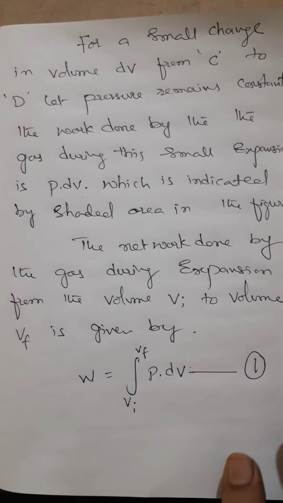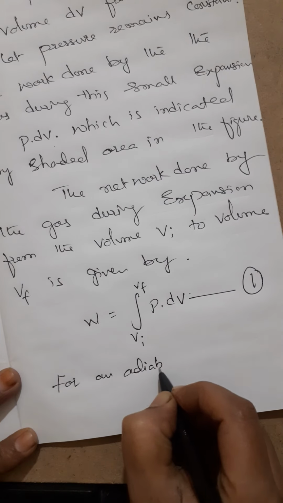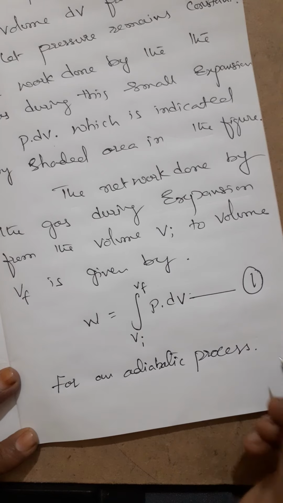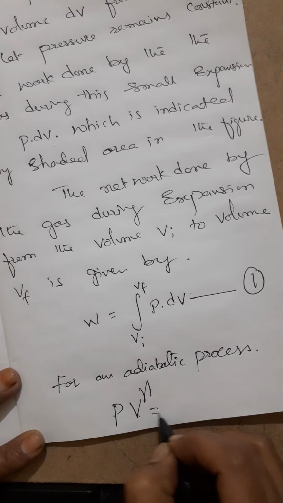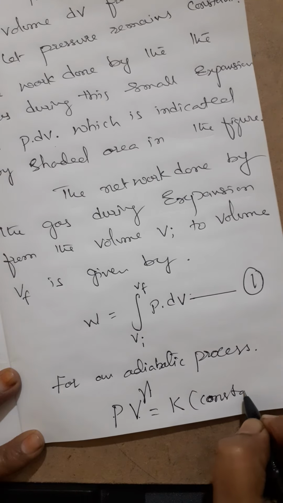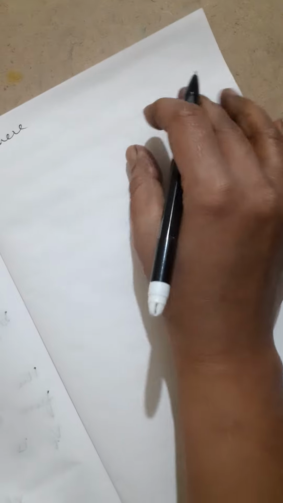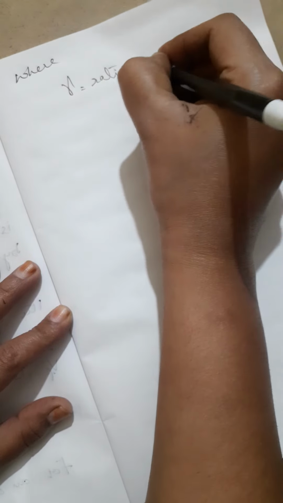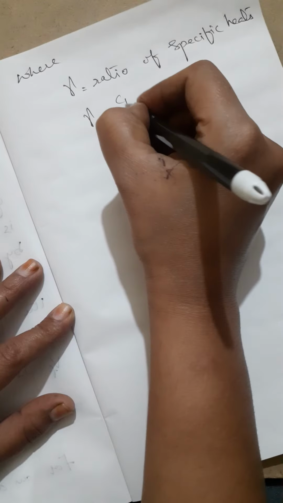Now for an adiabatic process, we know from previous classes that for an adiabatic process P V to the power of gamma is equal to K, some constant, where gamma is the ratio of specific heats, that is gamma is equal to Cp by Cv.